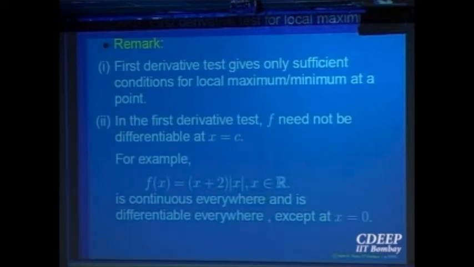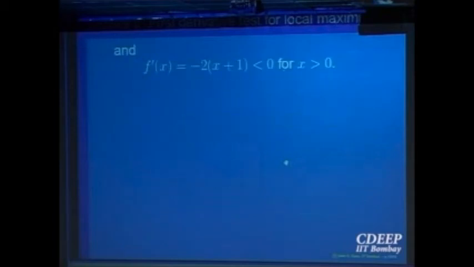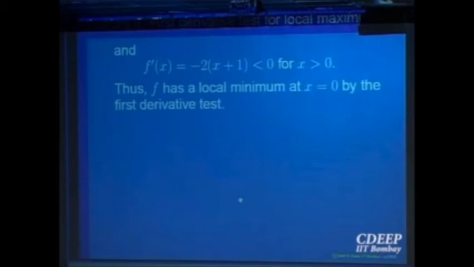Another example to illustrate that the function need not be differentiable, so that you can have your own examples. Look at the function f(x) equals x plus 2 into mod x. It is continuous everywhere and not differentiable at the point 0. You can analyze the derivative, okay, bigger than 0 on the left and less than 0 on the right. So this will be a point of local minimum for the function. Right? Differentiability is not required at that point for the first derivative test. Okay? If you have it, it doesn't matter. You are having something more.